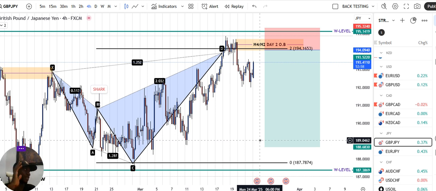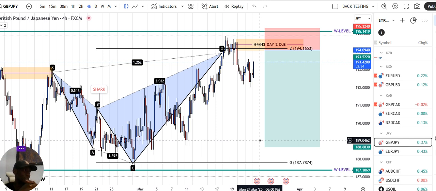Okay, so this is GBP-JPY. I actually talked about this particular trading setup on the live stream, but unfortunately it was not captured. So we're going to review everything from the beginning to the end. Now on GBP-JPY, we are looking at this shark pattern, and it makes a lot of sense. The pattern is developing very well.